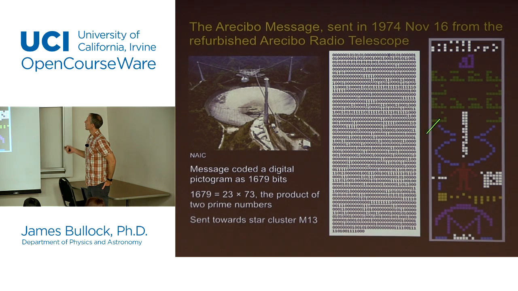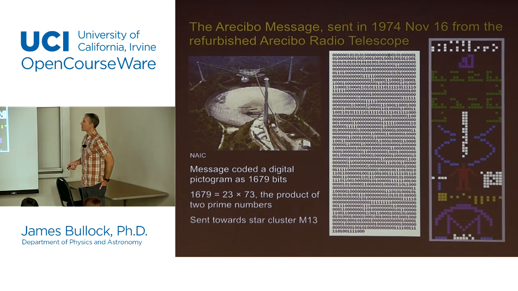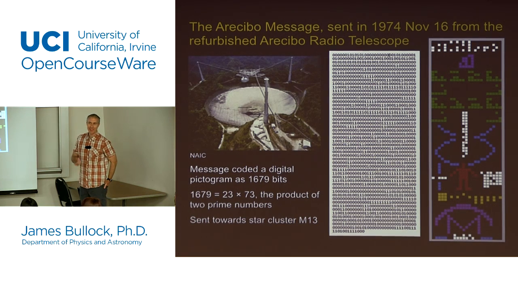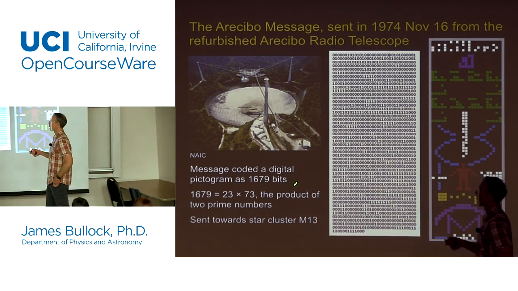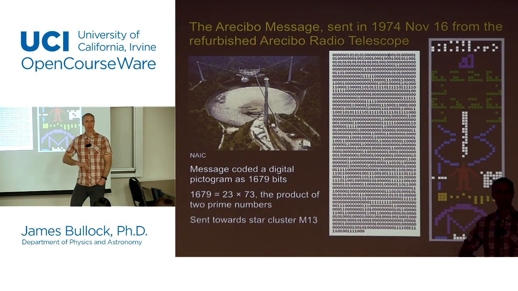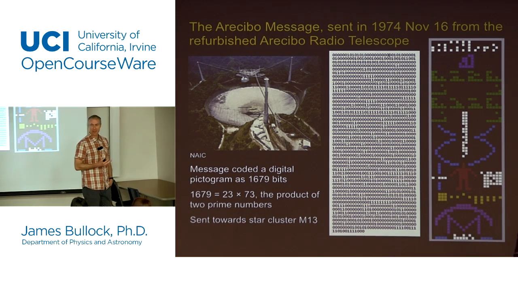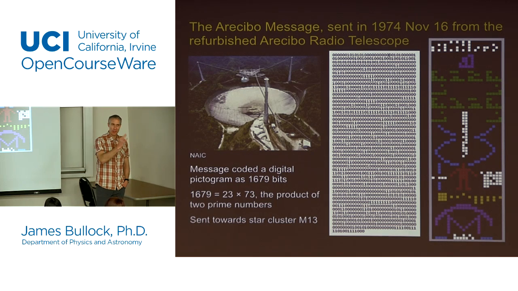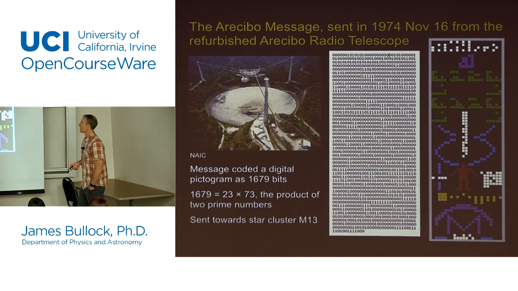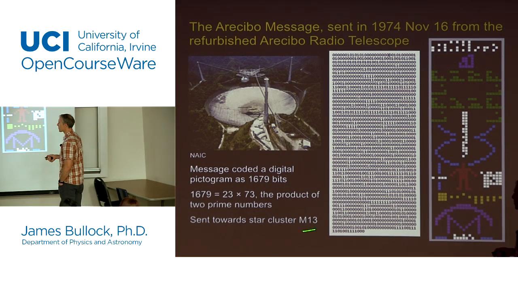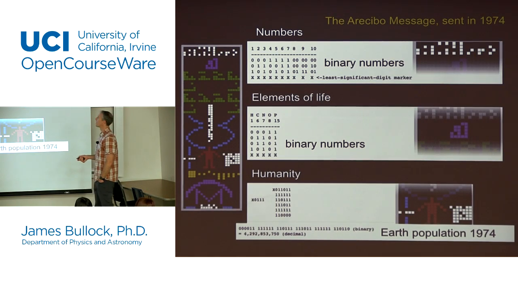It was a digital pictogram that had 1,679 bits of information, so a teeny tiny bit of information. And the amount of bits was the product of two prime numbers, so the idea was this would mean something to them. It's an advanced civilization, they'll understand math, they'll understand what prime numbers are. And it was actually beamed towards a star cluster called M13.